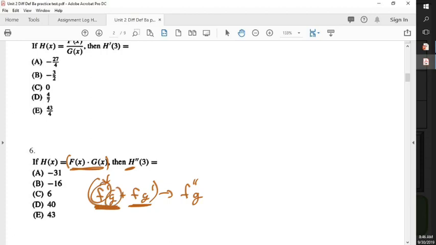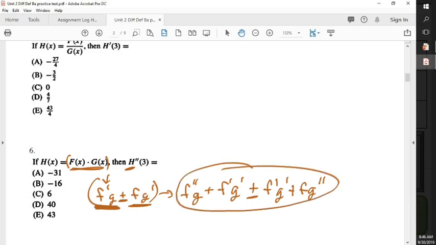So f prime times g, and then we have plus f prime times the derivative of g, which you guys know. See how simple that is? And then there's our plus sign. And now we had to do the product rule again. So we have f prime g prime. Looks like we could add these together if we wanted to, but I don't want to. And then plus f g double prime. Okay, so this is almost our answer. This is h double prime.